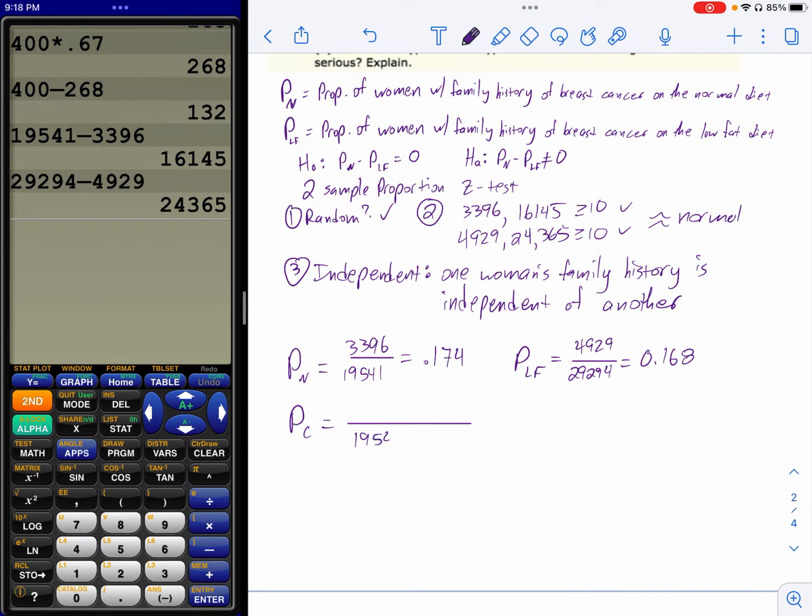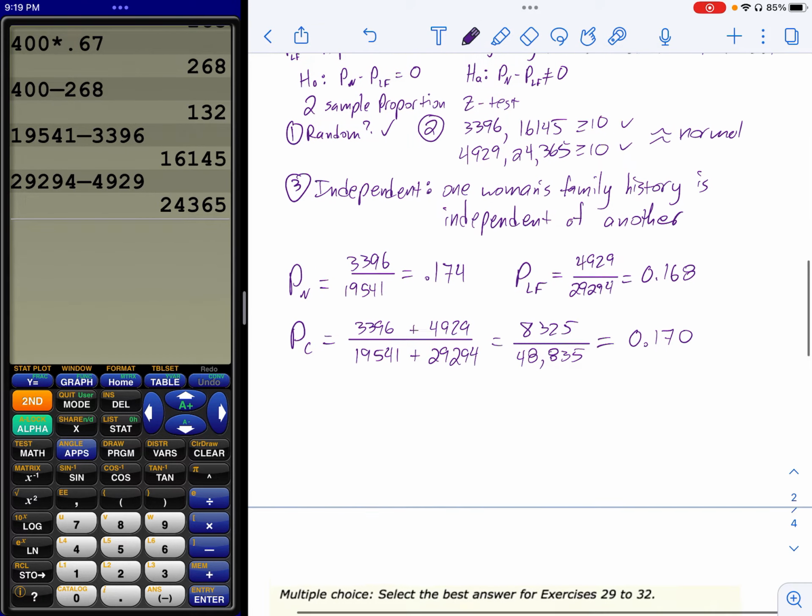Okay, we also need to find the PC, the combined proportion for both groups. So yes, these numbers are a little large and kind of annoying. I get that. So the denominator, you're adding up the two sample sizes. The numerator, you're adding up the number of women that said yes. So we had 8,325 women on the numerator that said yes. The two sample sizes combined is over 48,000 women. But this gives you a more reasonable middle averaged proportion that we can use for the test. So it's about 17%. All right, whew, that's what we need now.